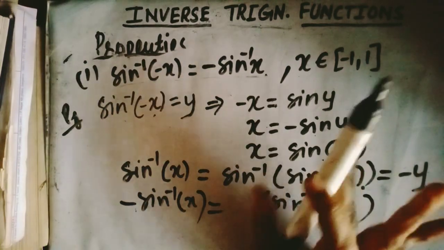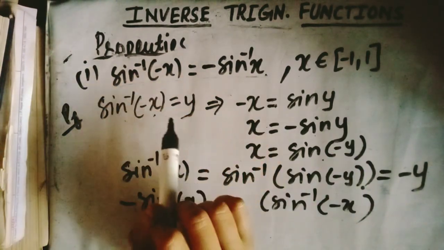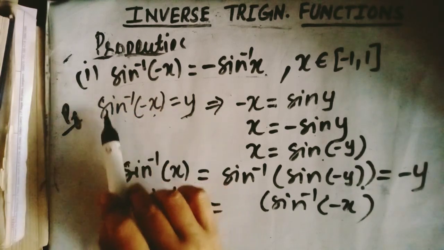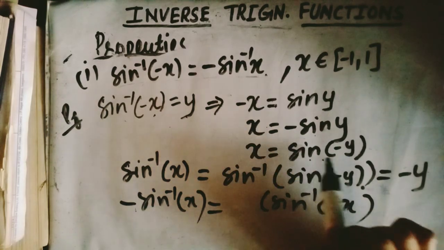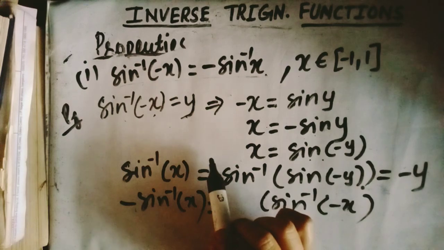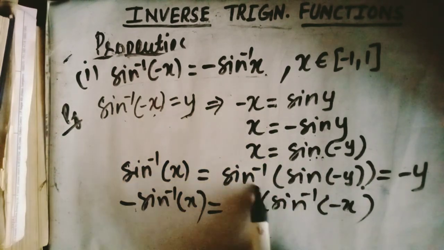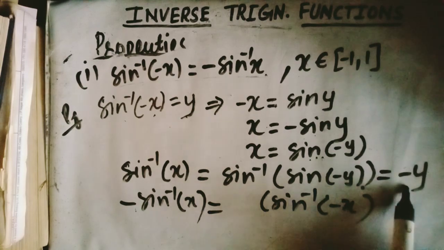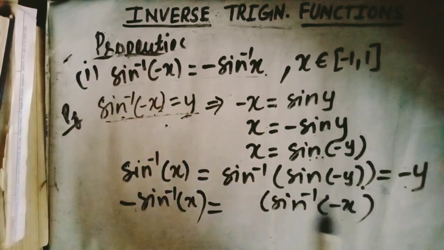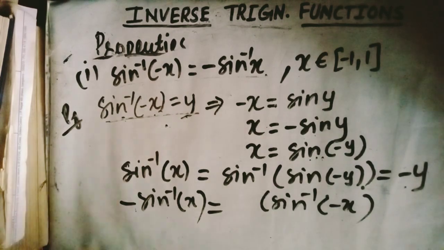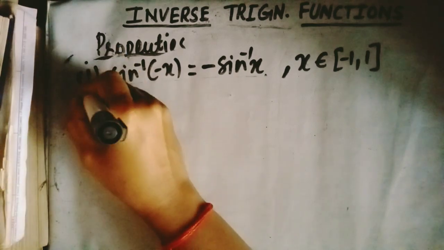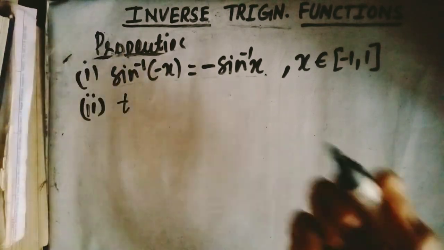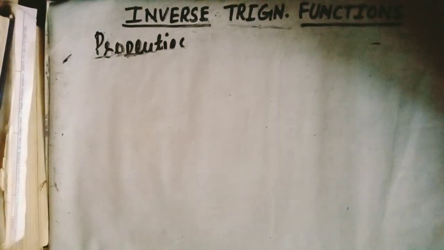So you have to start from your LHS, taking this to be equal to y, taking sine to that side, x is equal to minus sine y, then x is sine of minus y. Then taking sine inverse on both sides, you will get this result, minus y. Then this y you have to again substitute as sine inverse of minus x. Then for the second property, I have written it already, so I will not write it, in another video.